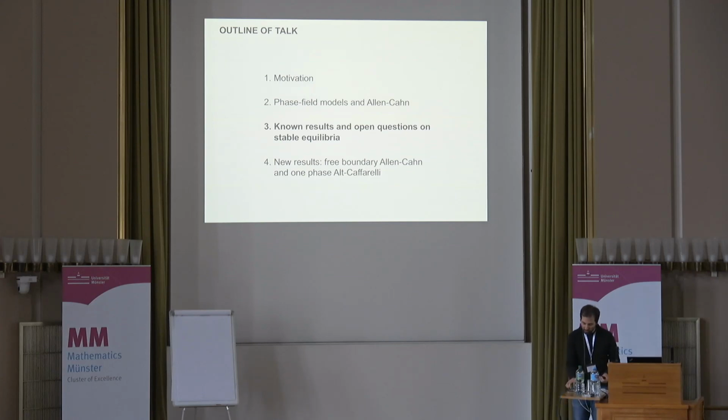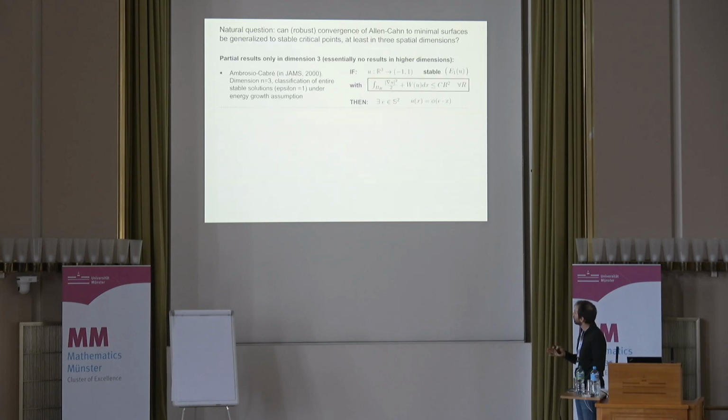Now, let me describe what is known about the stable critical points, and what could be the open questions. I already said, but let me give more specific open questions. As I said, a natural question now is if we can generalize this robust convergence of Allen-Cahn to the minimal surfaces to the case of stable critical points, at least in 3D.